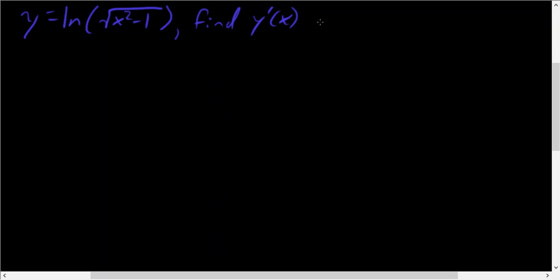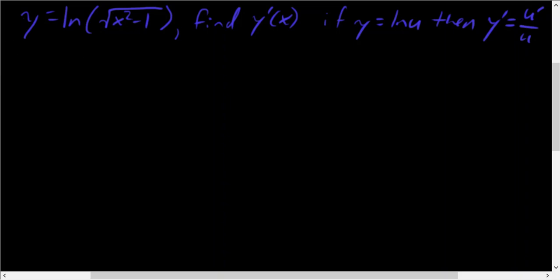Alright, so now we're trying to find the derivative of natural log of root x squared minus 1. We want to find y prime, right? If you guys recall, if y equaled natural log of u, then y prime was equal to u prime over u.